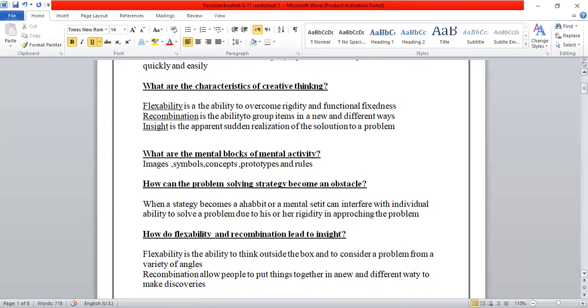How can the problem solving strategy become an obstacle? When a strategy becomes a habit or a mental set, it interferes with an individual's ability to solve a problem. How? Problem solving strategy is a fixed one that happens while you are following certain procedures. So it interferes with your ability to solve a problem. Why? Because he is rigid in approaching the problem. He follows the same old way every time. That's why the problem solving strategy is sometimes an obstacle to creative and critical thinking.